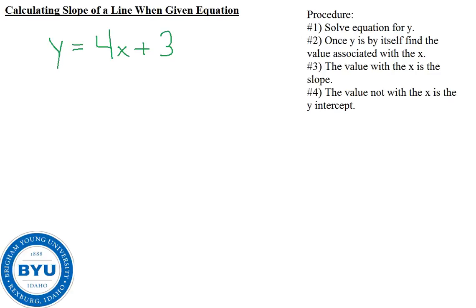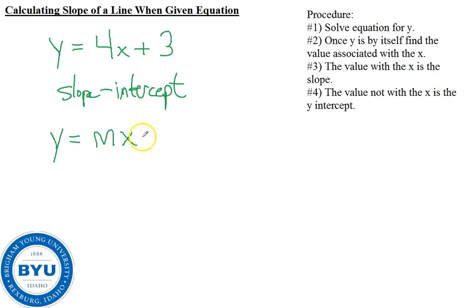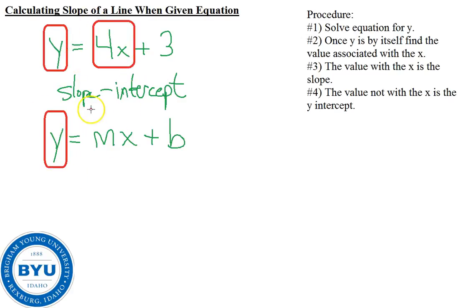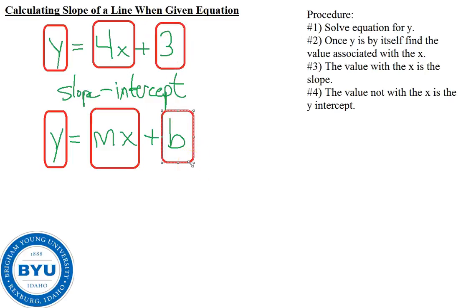And this line is nicely solved for y. Whenever you have a line that's solved for y, we call it slope-intercept form. Often we call it y equals mx plus b. And you can kind of see it's y equals mx plus b because here we have the y solved by itself, here we have a number with an x, and here we have a number off to the side.